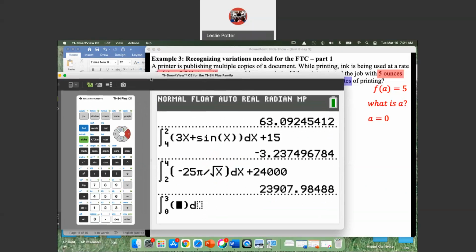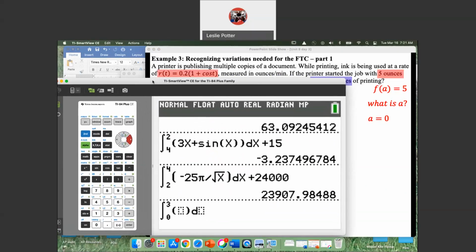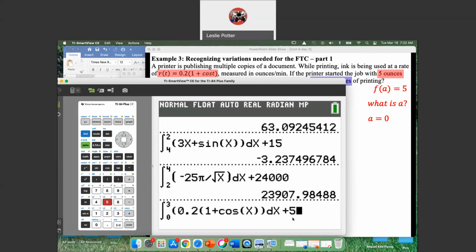And our rate is 0.2 times 1 plus cosine of x. That's our variable, and we are integrating, excuse me, with respect to x. Now I'll hold up here because we know I forgot something, right? Plus 5. Right, we're starting with 5 ounces of ink. So I'm going to go ahead and hit enter.